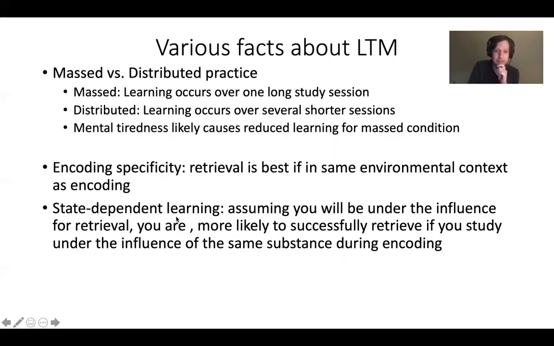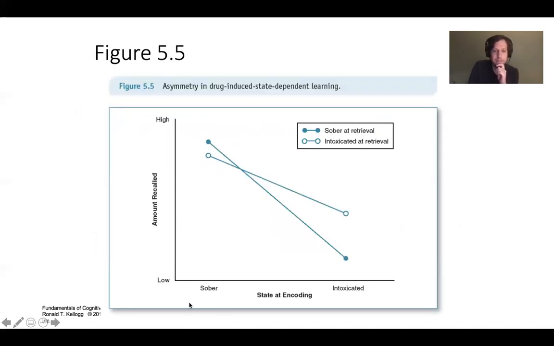Once again, this is state-dependent learning. So you encode a set of words, or you're learning some type of information in one of two situations. You're either sober or you're intoxicated. So you're either drunk or on some other drug, versus completely sober right here. And then that's just the learning, the encoding phase. And they'll later test your ability to remember the information that you previously studied during encoding. And then you'll either be tested when you are sober again, or when you are not sober again.